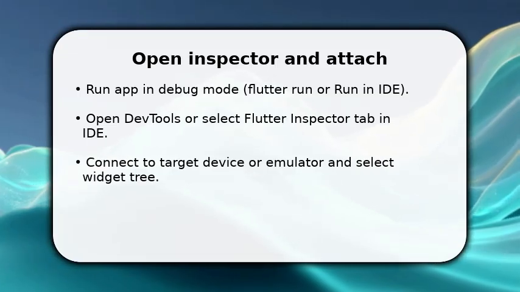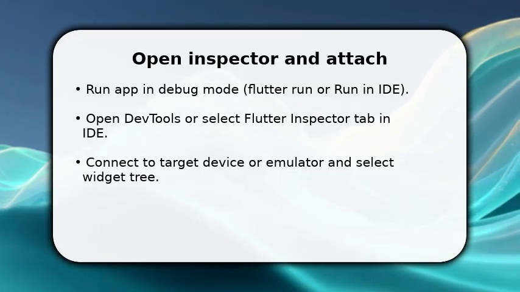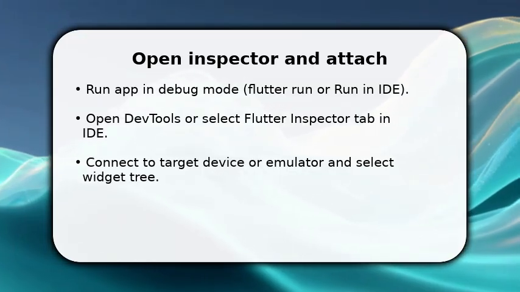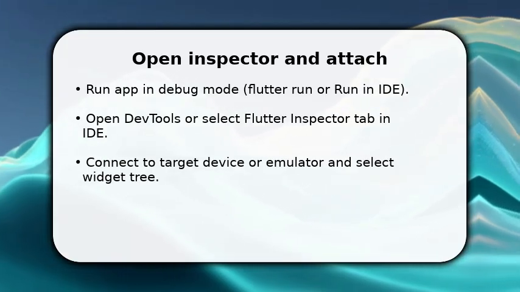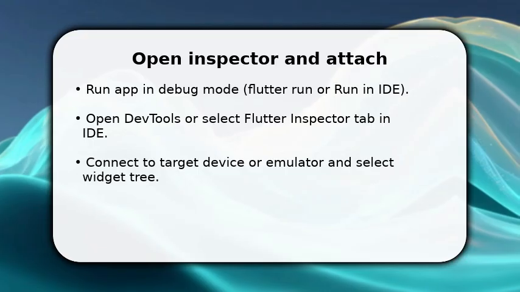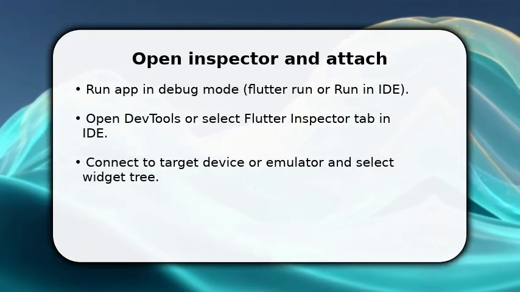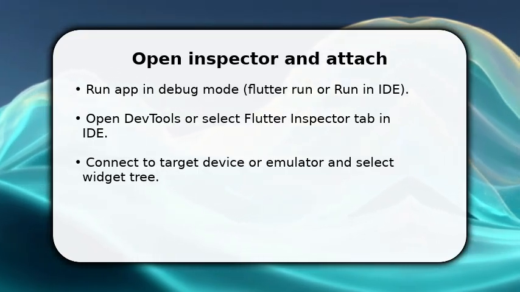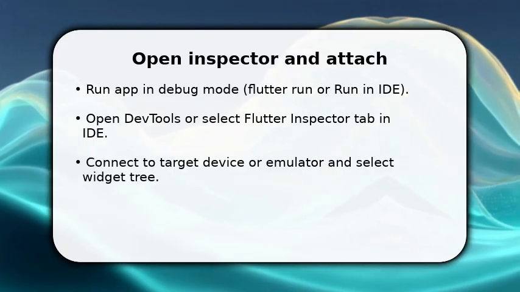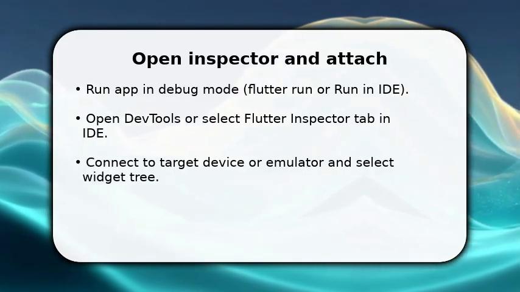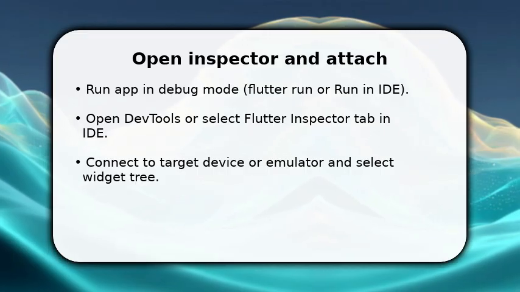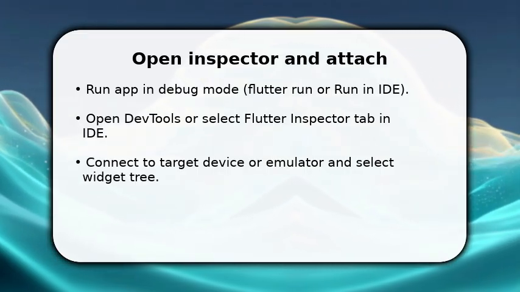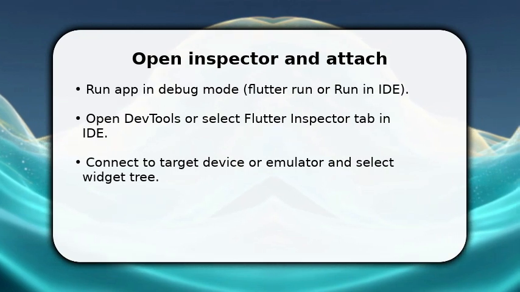You start by running the app in debug so the inspector can connect. Once the app is live, open Flutter DevTools or the IDE's Flutter Inspector tab and attach to the running device. Make sure you pick the correct device or emulator in the device selector, otherwise the tree will be empty. Now locate the widget tree pane and enable Select Widget mode. This first connection step gives you live reflection of widgets so you can inspect layout, properties, and state interactively.